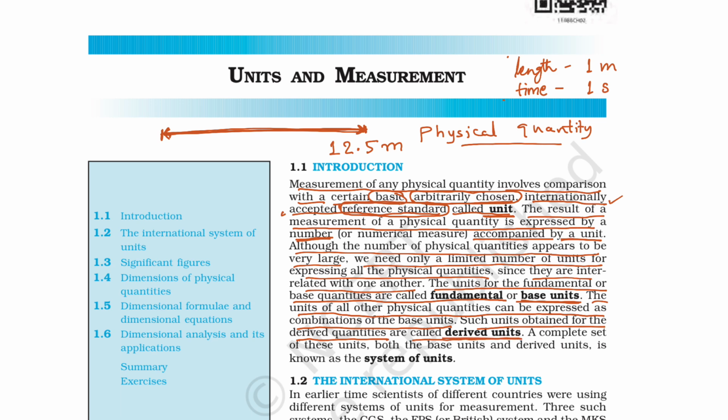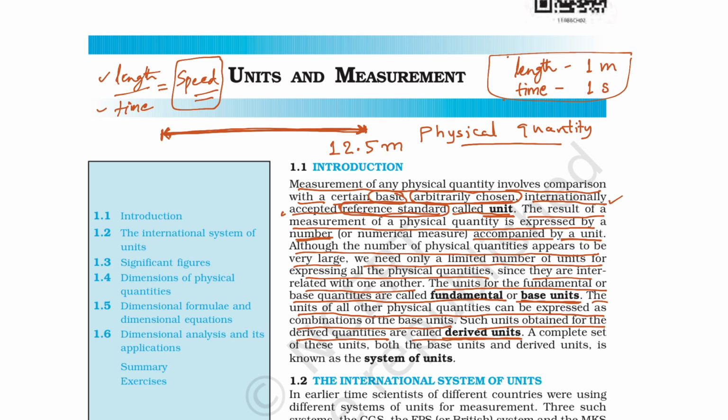So there are fundamental or base physical quantities, for which we have base units. In the same way, we have derived physical quantities. Suppose we talked about length and time. Length divided by time becomes speed, and that is another physical quantity. This is called a derived physical quantity because we derived it using 2 other base physical quantities.